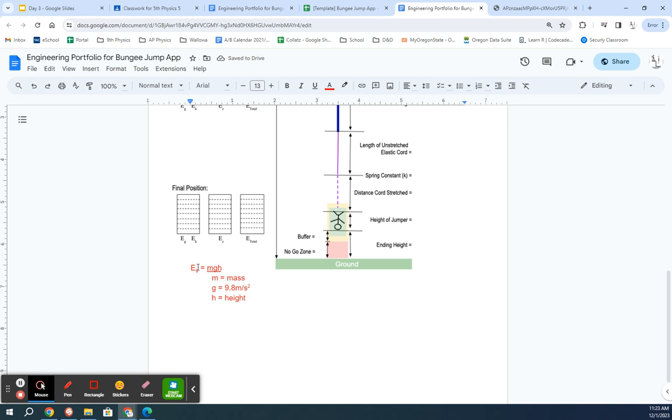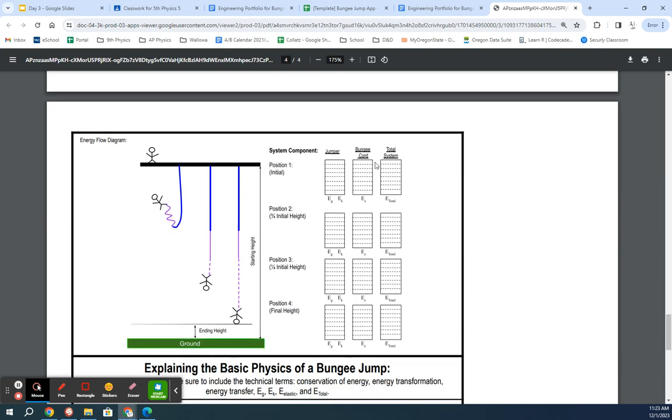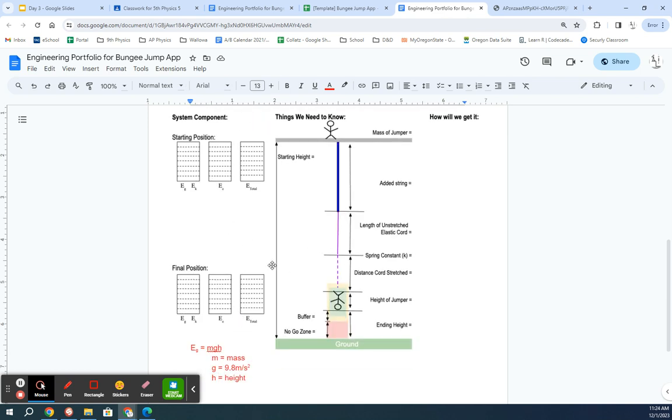All right. So E sub G, or gravitational potential energy, the equation for that is mgh. We know the mass is m, G is 9.8 meters per second squared, and h will be the height. So we do need to know the mass. We do need to know the height that the jumper is jumping from, right? Those are going to be important things. You should also be able to fill in these bar charts, again, based on what we did in the earlier thing right here, right? We're just looking at the top position and the position 4 to put into our thing here.